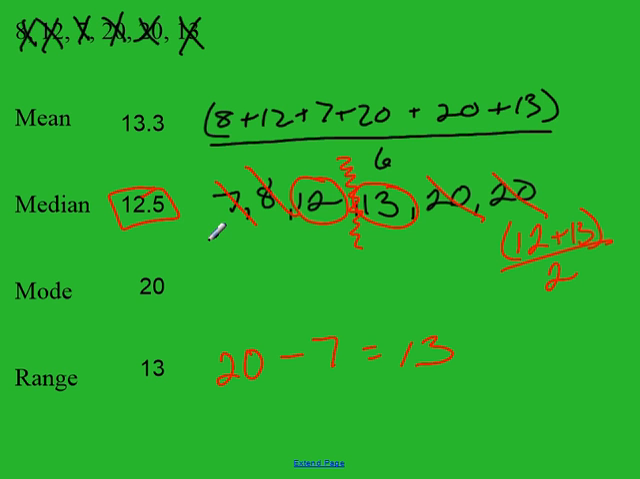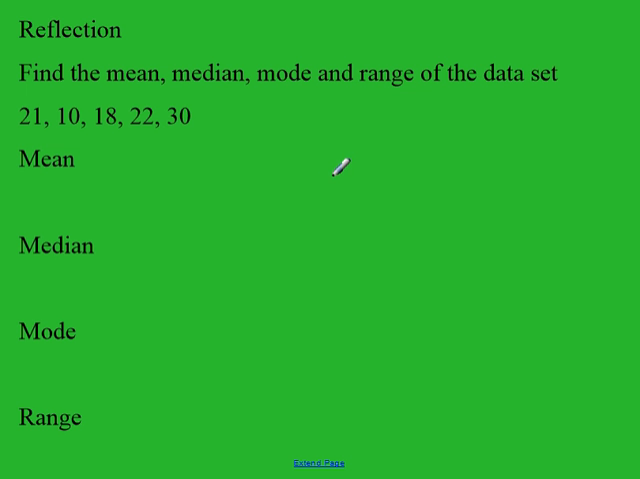Hopefully you got those right. If you didn't, you understand what mistakes you made. And then I want you to try this reflection all on your own. Make sure you show all of your work in your notes so I can see it. For your response in Edmodo, you just have to write mean, tell me what it is. Median, tell me what it is. You do not have to show your work for the reflection. In Edmodo, sorry, you do on your notes.